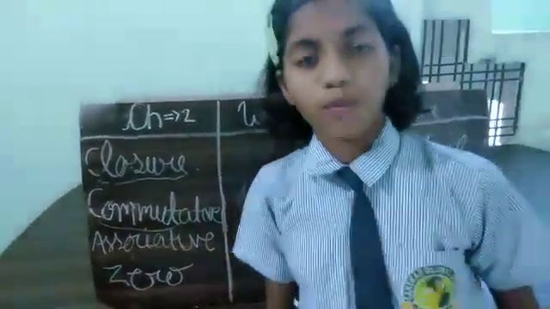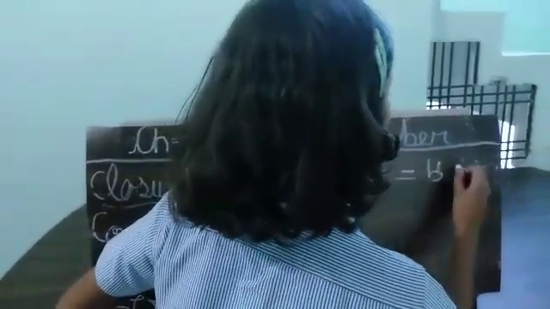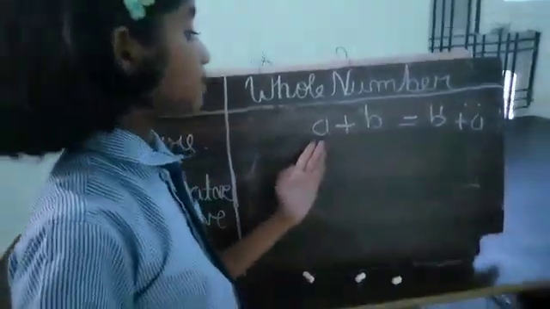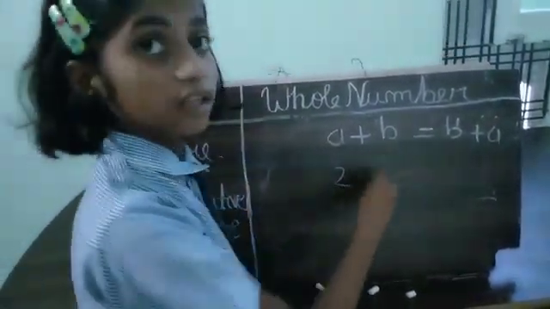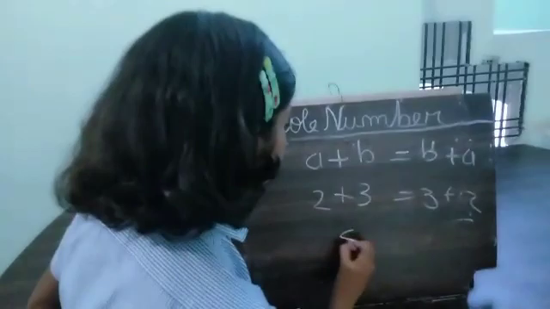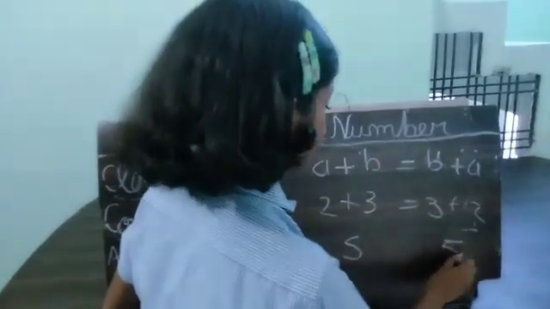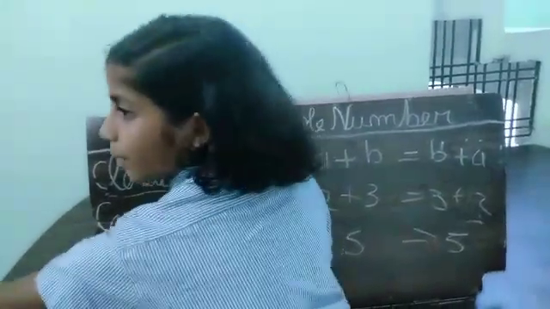Second, commutative property. If A and B are two numbers, then A plus B is equal to B plus A. Suppose the value of A is 2 and the value of B is 3. 2 plus 3, 3 plus 2. 2 plus 3 equals 5 and 3 plus 2 equals 5. These both are equal. This is the commutative property, the second property of addition.